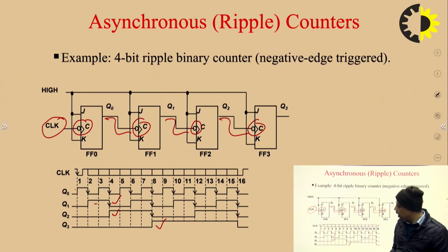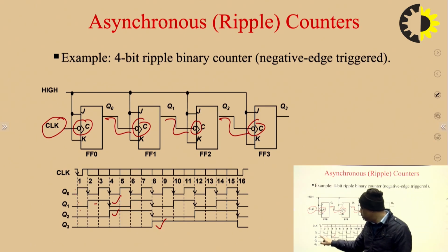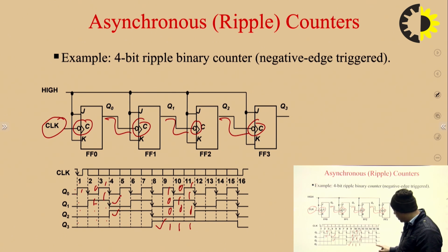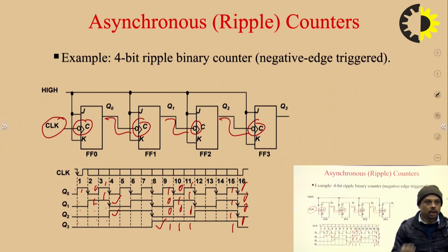And we can write the count 0000, 0001, 0010, 0011, and in the same way over here 0100, 0101, 0110, 0111, and in the last 1111, and it is reset to 0000. So in this way a negative edge triggered ripple counter can work.